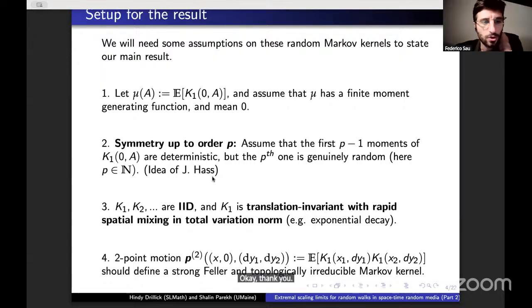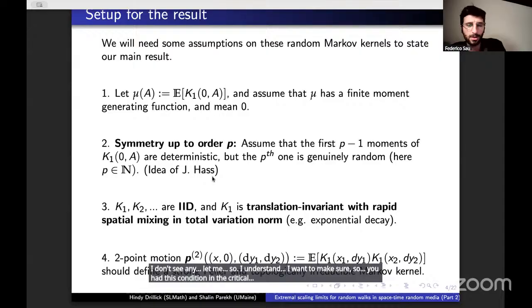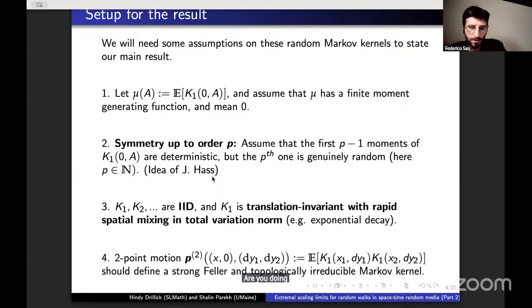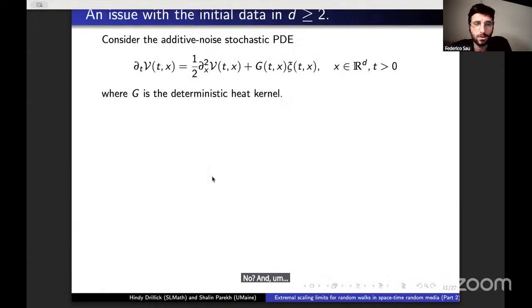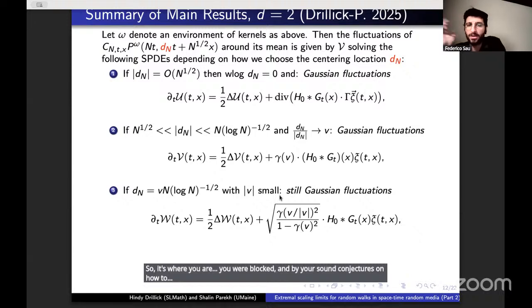Any further questions from the audience? I don't see any. So I understand, I want to make sure, so you had this condition in the critical regime in dimension higher than 1 of the V to be small, no? Yes. And as Hindy explained, the problem is this moment generating function. So it's where you are blocked, but you have some conjectures on how to pass this. Is it a technical thing, or will you see something different?